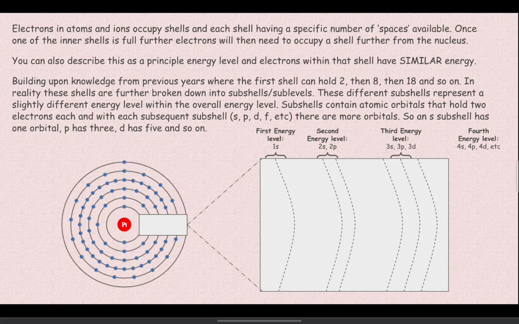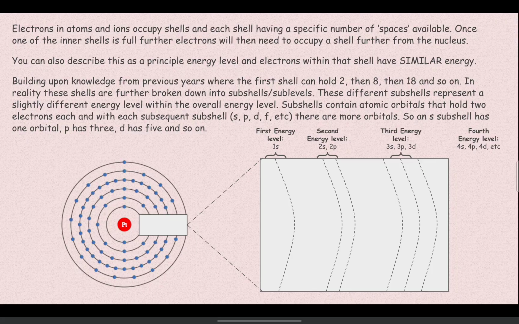The first shell has 1 subshell, and this is the s subshell, which has 1 orbital that can hold 2 electrons. The second shell has 1 s subshell and 1 p subshell. The s shell has 1 orbital that can hold 2 electrons, and then the p has 3 orbitals holding 2 electrons each.